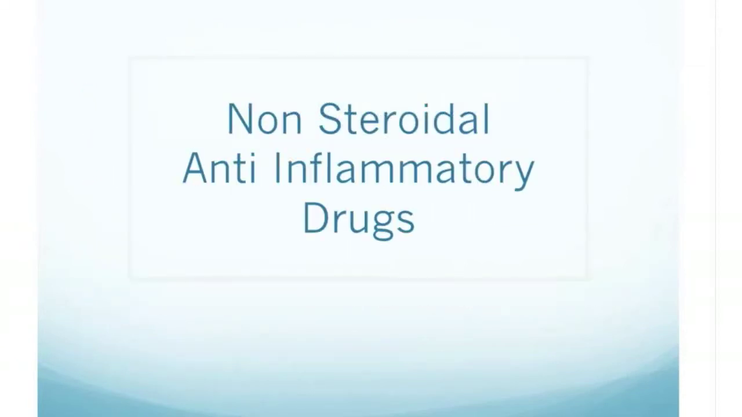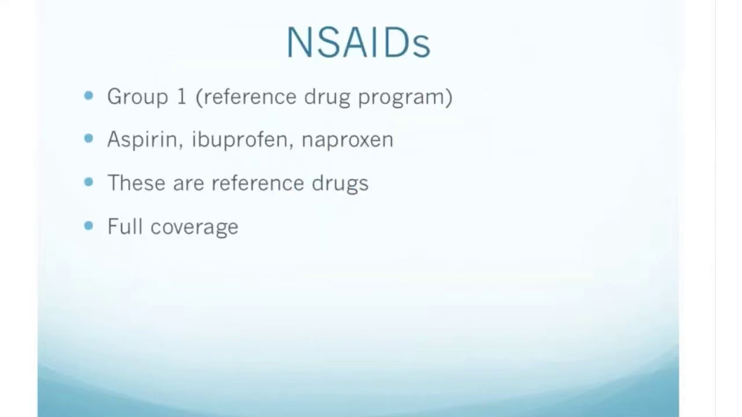So now we'll move into some more specific drug coverage, and we'll start off with the non-steroidal anti-inflammatory drugs. The non-steroidal anti-inflammatory drugs, in terms of the special authority process, fall into 4 groups. Group 1 is known as the reference drug program, and that includes aspirin, ibuprofen, naproxen. So these are called reference drugs, and Pharmacare provides full coverage for these drugs.